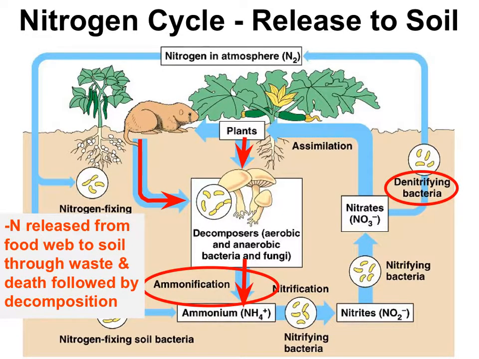The first way is release into the soil reservoir. When living things die or shed dead parts or leave waste in the soil, detritivores break down all of this stuff. All of that stuff together is called detritus. So detritivores do a process called ammonification. Ammonification breaks down macromolecules containing nitrogen into ammonium, NH4, and the ammonium is deposited into the soil.